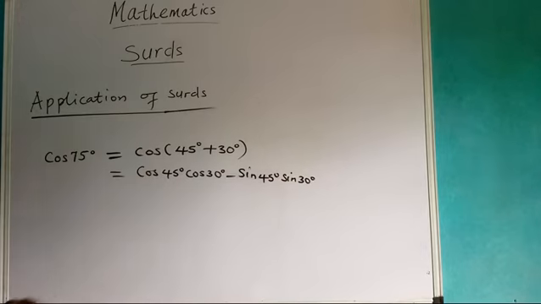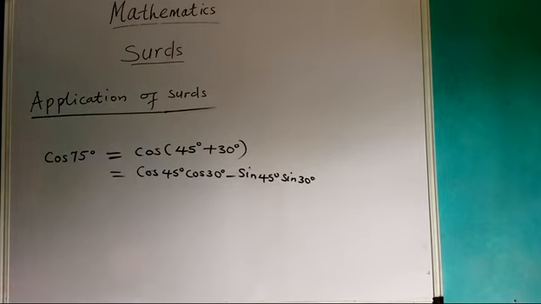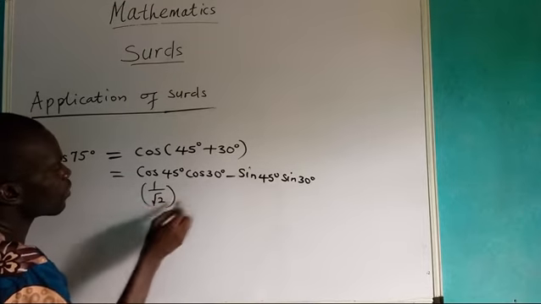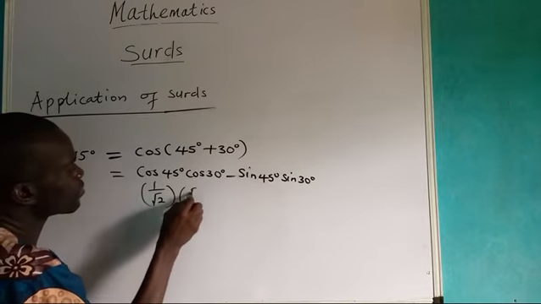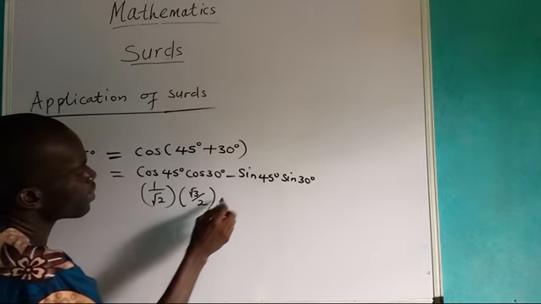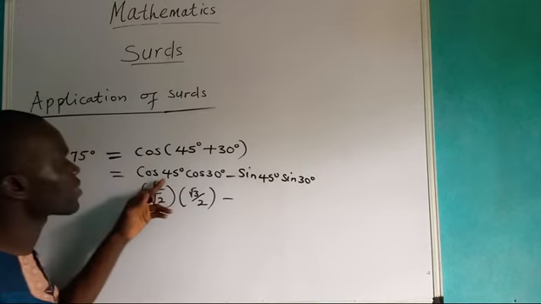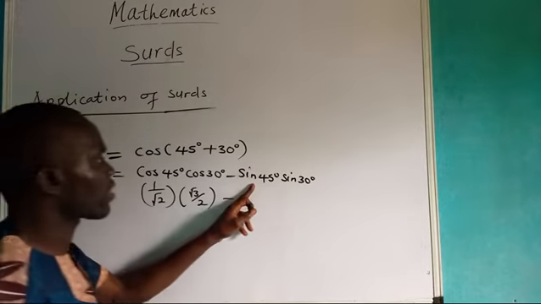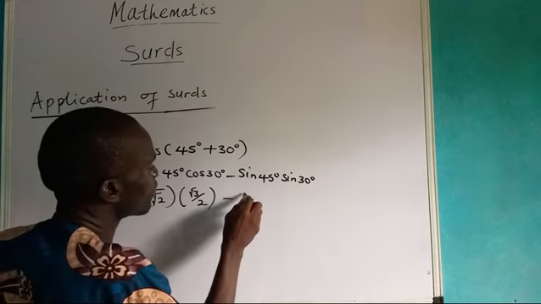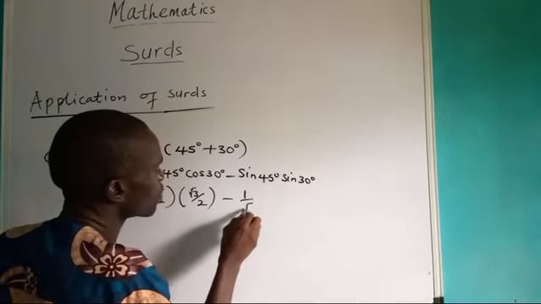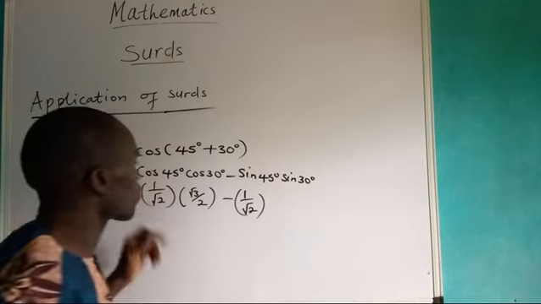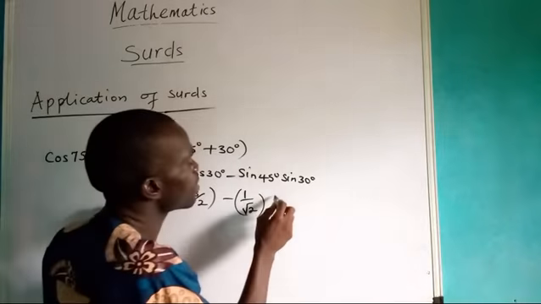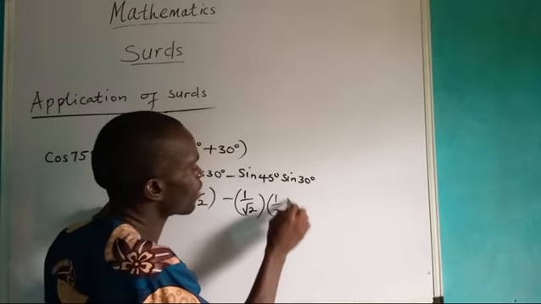Now we use the ratios. Don't forget that cos 45 is simply 1 over root 2, and for cos 30 degrees we have root 3 over 2. For sine 45 degrees, it has the same ratio as cos 45, simply 1 over root 2. The next one is sine 30, which is simply half, that is 1 over 2.